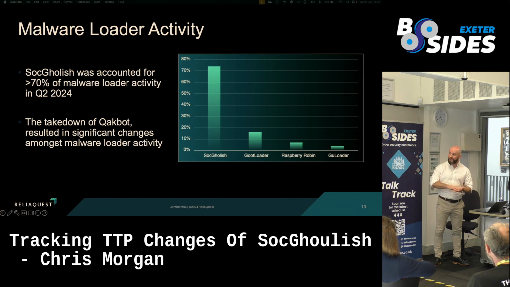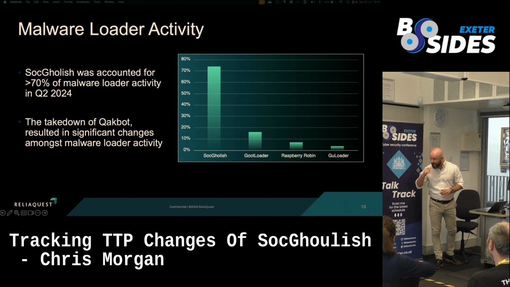And once Quackbot was taken down, you had this void. This void happens quite often in the aftermath of these law enforcement operations. You have a period in which some of the other groups, or in this time, a malware loader actually steps up to the plate and fills that void. And we can just see that with SocGhoulish. You have the other malware loaders on there, so Goop Loader, Raspberry Robin, GU Loader. They all represent a significant threat as well. But we can just see that the overwhelming majority of what we're seeing from a malware loader perspective is coming from SocGhoulish.